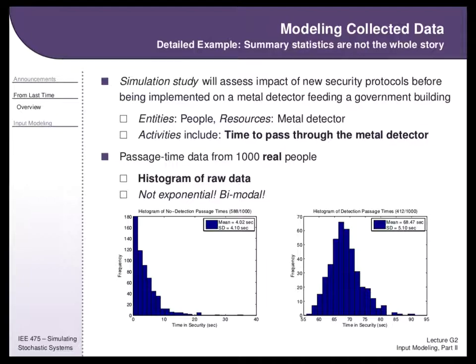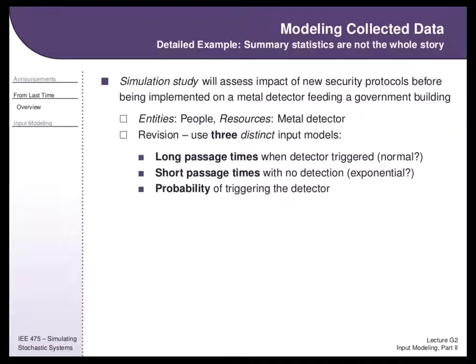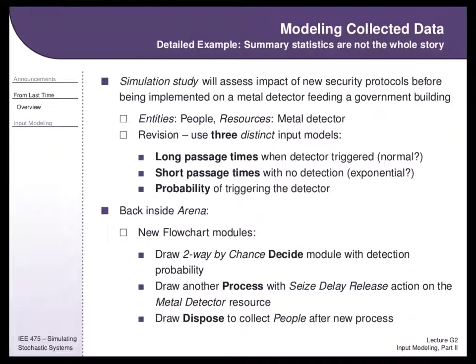And now I just need something in my model to decide whether an entity is in one population or another. So now I've got these three things: my long passage time distribution, my short passage time distribution, and my probability of being in one population or the other. I'm going to go back into Arena and drag a Decide block in, and that Decide block will be the thing that routes entities into one population or the other.